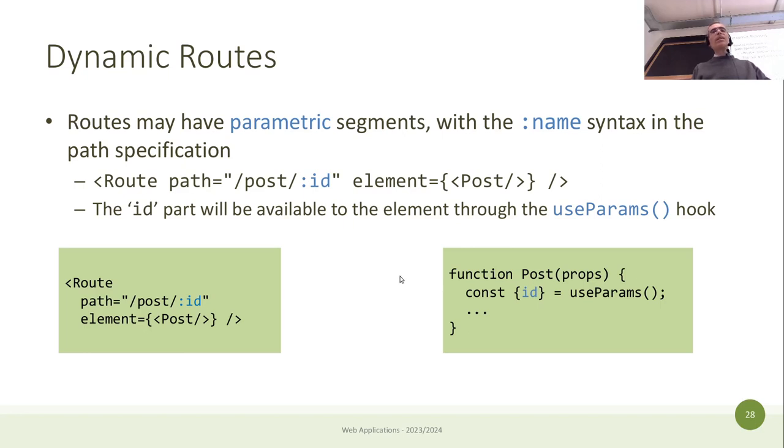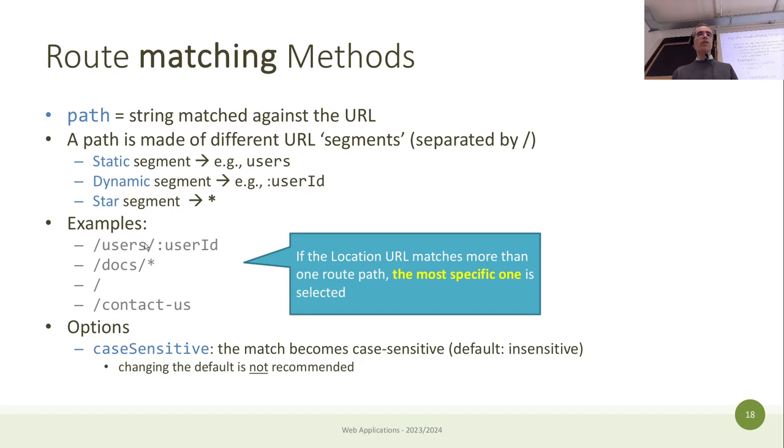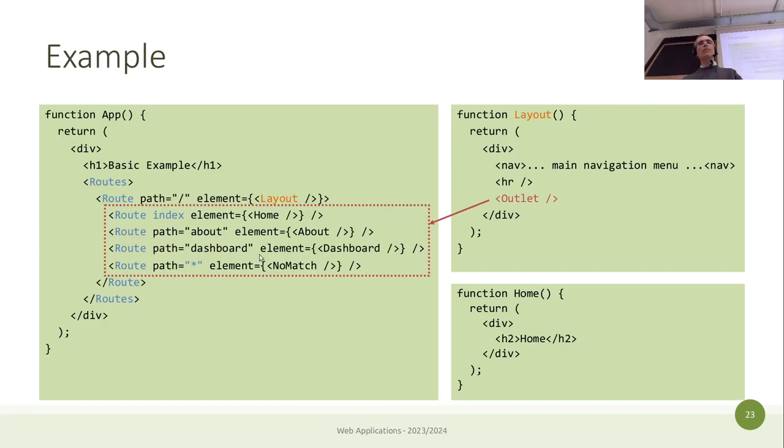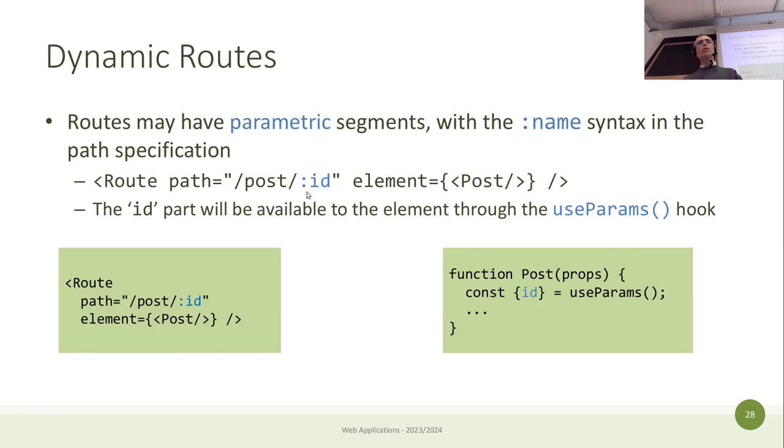Okay, dynamic routes, these are important because you already saw that previously we had users colon user ID, okay? This section of the URL is dynamic, so what does dynamic mean? It's a portion of the URL that can match any string, okay? And the way in which we indicate this fact to the React router is the colon before the name, okay? And the name is actually a name that we will use with this hook, useParams, that can extract for us the information from the URL.